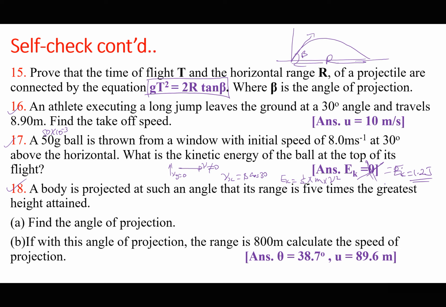At the top of its flight, the value of velocity in the vertical goes to 0, but the value of velocity in the horizontal is still constant as it was initially. Initially it was 8 cos 30, so it remains 8 cos 30 throughout. Okay, check number 18 and see if these answers are correct. I think those should be correct.